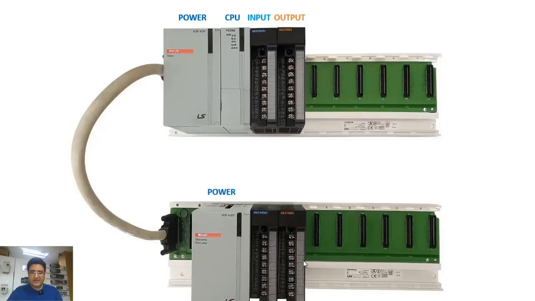In the second rack, or the external rack, or the expansion rack, we only use a power supply and there's no need to use another CPU. We can place the modules we need onto the rack. For example, input and output cards.